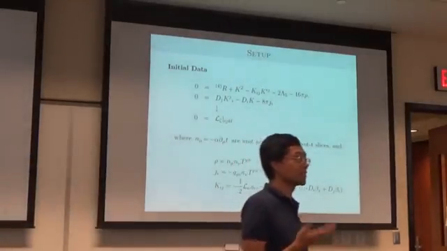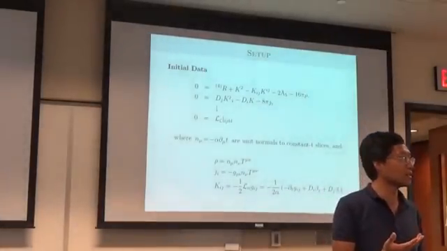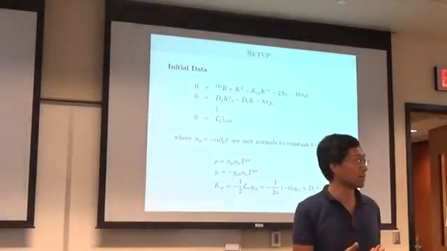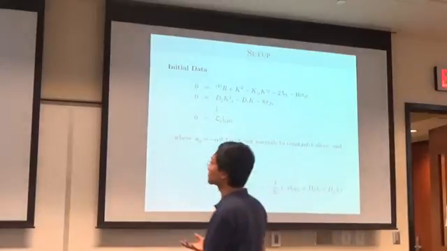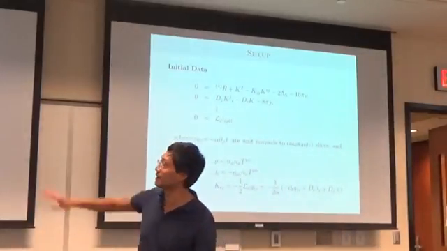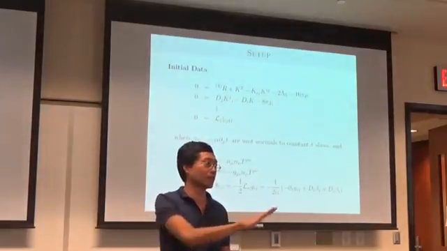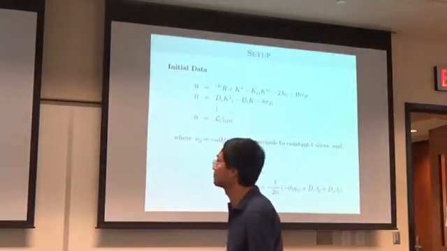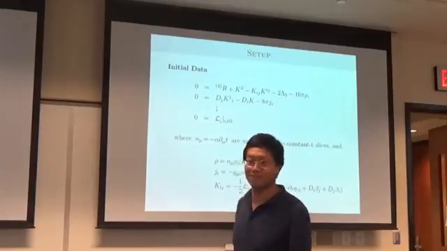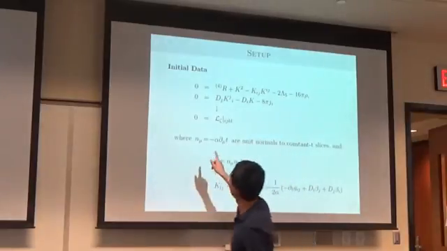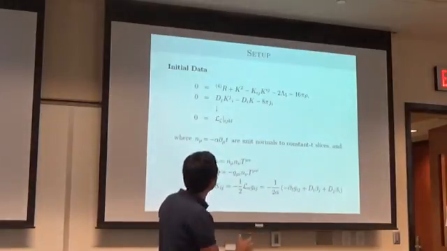So the game now is, given those matter sources, what is the metric that's compatible with them according to the field equations? And what you'll show in the exercise is that these field equations are nothing but the Einstein field equations projected onto your initial slice. So okay, I'll let you do that. And instead I'll just, again, discretize things.